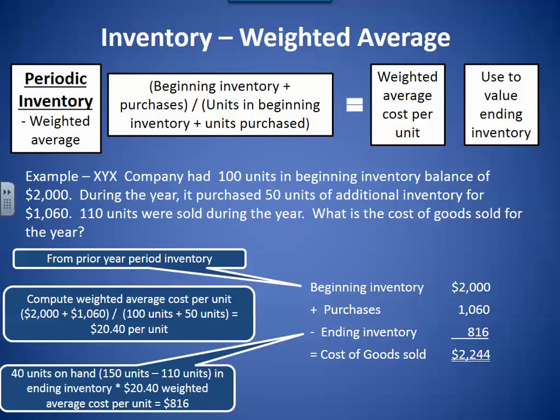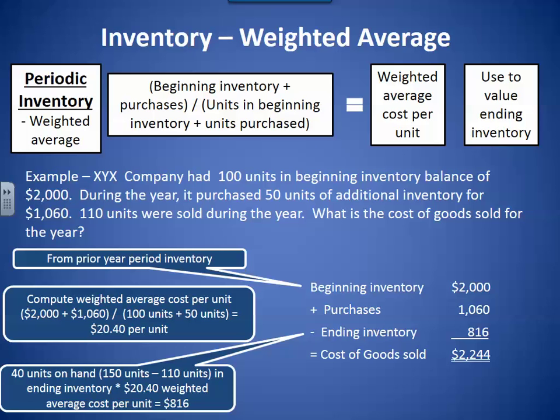We divide the value of the inventory by the units in inventory, and that is going to equal our weighted average cost per unit. We're going to take that weighted average cost per unit, then apply it to the remaining units sitting in our inventory, which would be our ending inventory, and that's what we're going to use to value our ending inventory. The best way to explain this is to go through a relatively simple example.